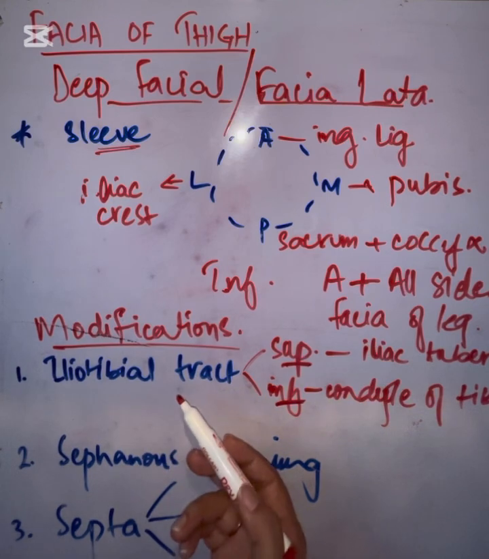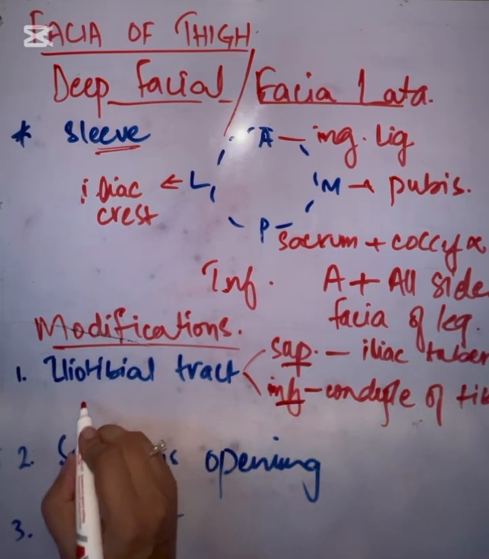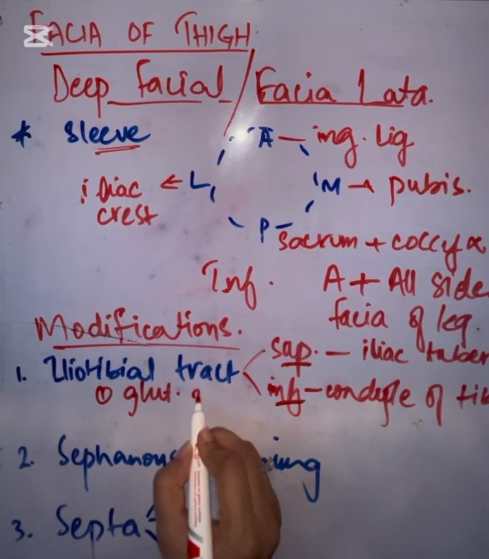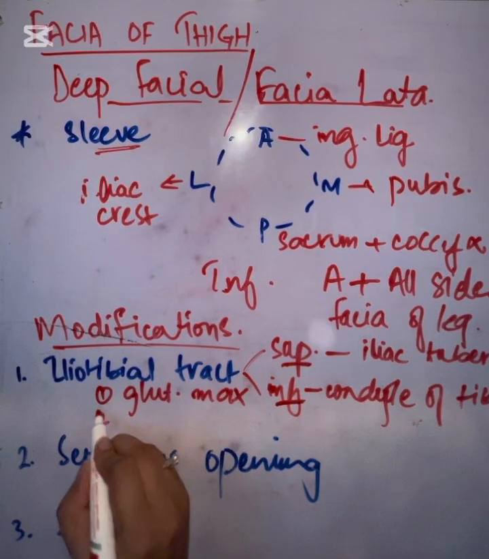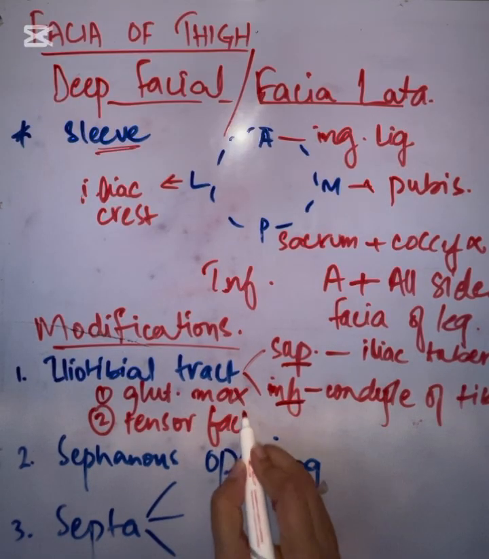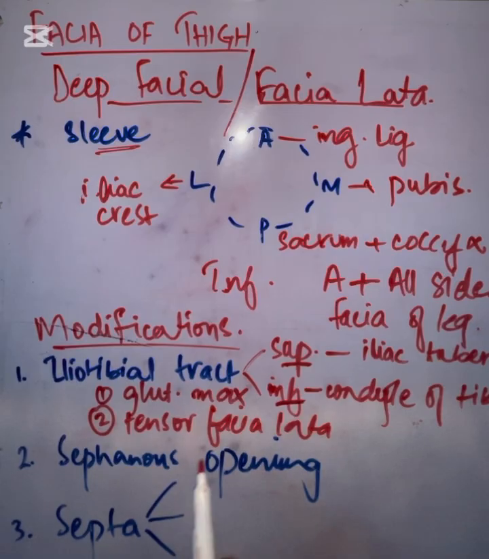So what is the significance of the iliotibial tract? This iliotibial tract gives insertion to 2 muscles. One is the gluteus maximus, and the second is tensor fascia lata. This is the significance of this iliotibial tract, and it also supports the knee during flexion, extension and partial flexion.